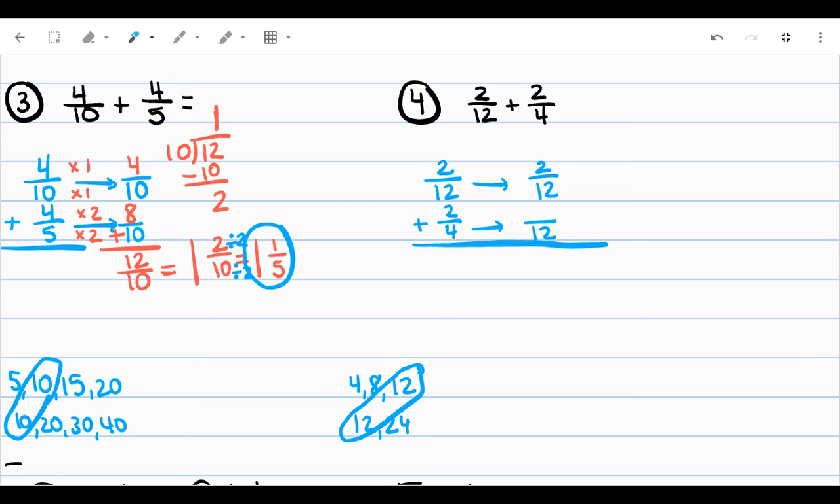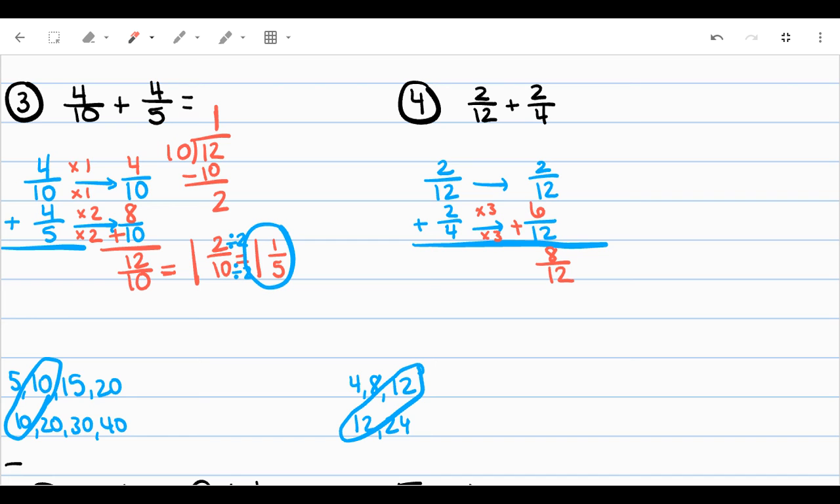Now to do that, I have to figure out, how did I go from 4 to 12? Well, I multiplied by 3. And whatever I do to the denominator, I have to do to the numerator. So 2 times 3 is 6. So now I'm adding 2/12 plus 6/12. I keep my denominator the same, and I add my numerators. 2 plus 6, which equals 8.